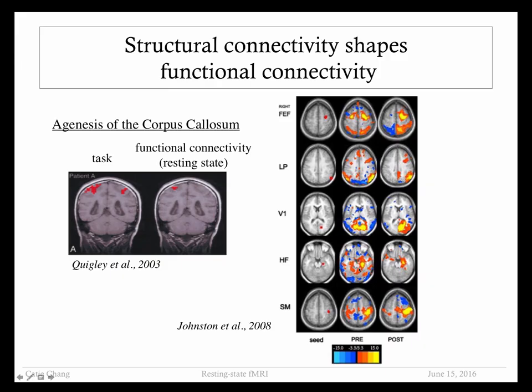But there were some areas they found where bilateral connectivity still survived, and it was pointed out that these areas had connections between the hemispheres that didn't cross in the corpus callosum. So it points to a role of there being indirect connections that also mediate functional connectivity.